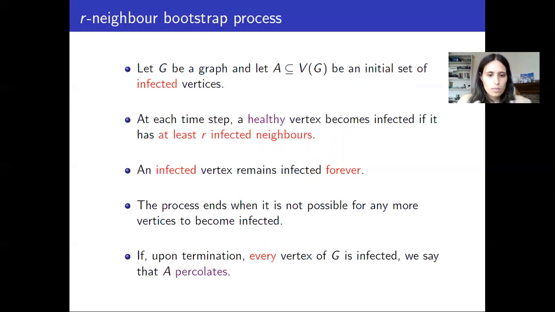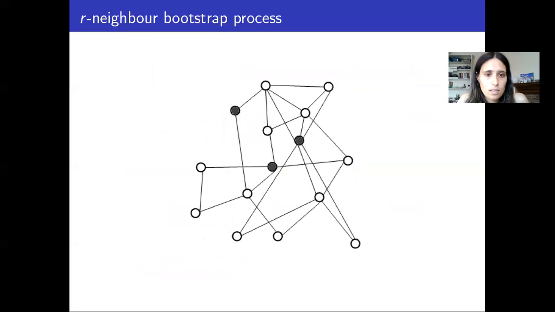Now, we've got our graph and we've got our initial set of infected vertices. We then run this process on our graph. Now, if at the end of the process, every single vertex of the graph is infected, we say that this set A percolates. So the grid question can be phrased as saying, well, what is the minimum size of a set that percolates in the grid? So this R-neighbor bootstrap process is a much more general thing than this particular grid problem.